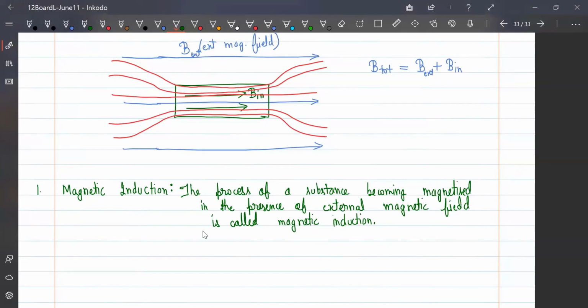And the magnetism produced this way is called induced magnetism.